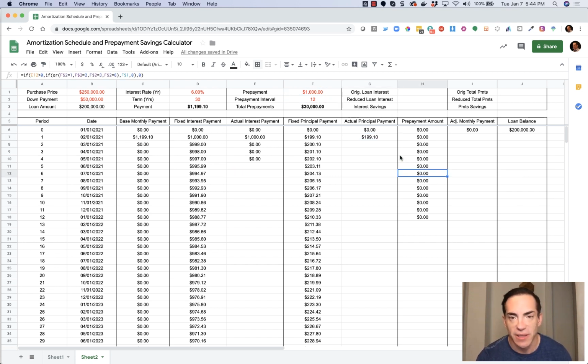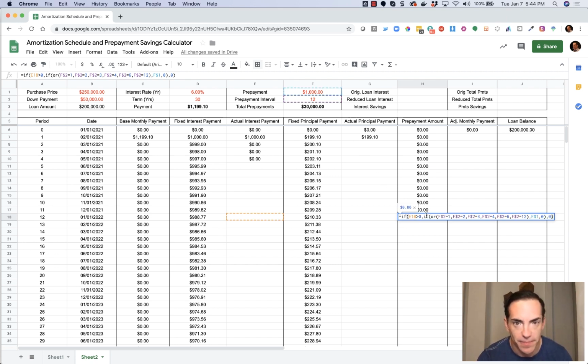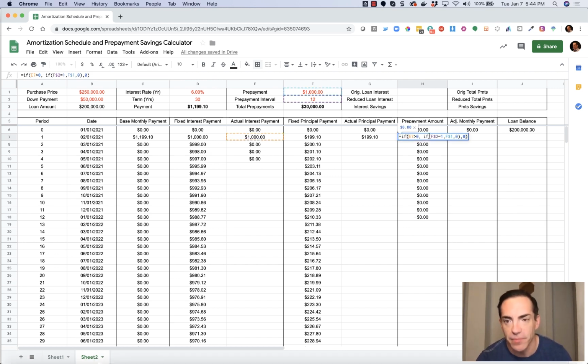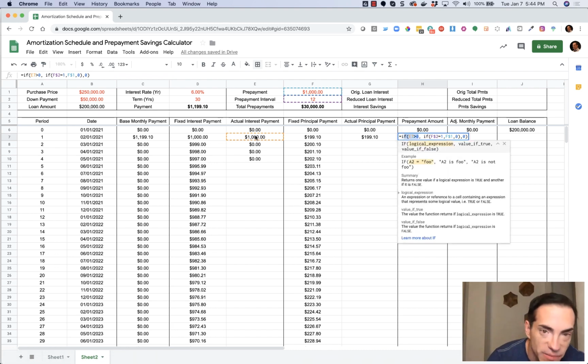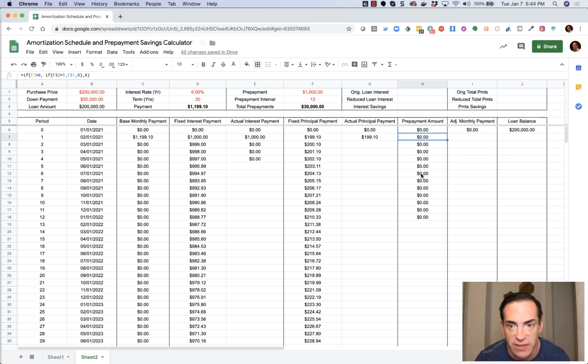Actually, let me set this to, hang on a sec. Yeah, so we do that with the prepayment amount. We say, okay, if E7 is greater than zero, meaning the actual interest payment is greater than zero, meaning there's actually a loan and there's actually interest due. If so, then bother to do the math. And here I was actually going to look at the 6 month one. So then bother to do the math.